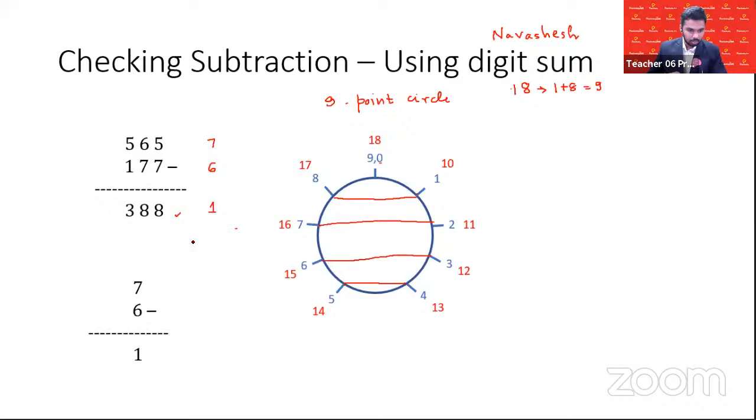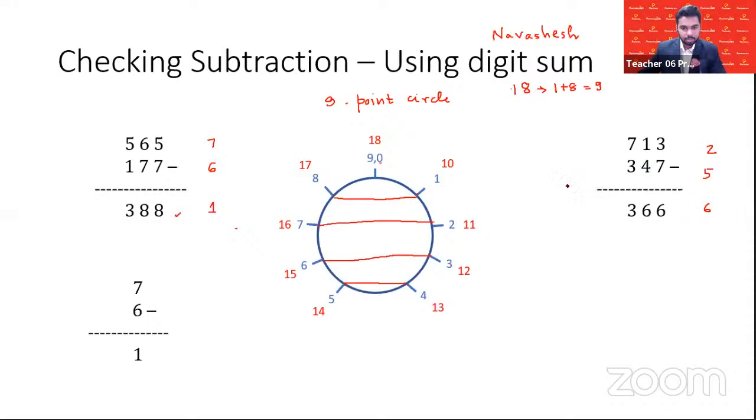Let us try this one. 7 minus 6, which is 1. We have verified this already. Now, what about here? 713 minus 347. Here we have the sum of digits as 11. So digit sum is 2. What about 3, 4, and 7? Here is 14, which is 5. 366 has digit sum 9 plus 6, 15, which is 6.